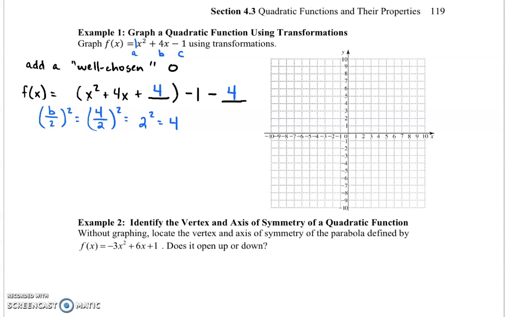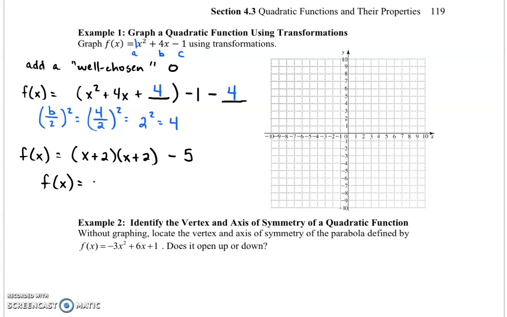Now we're going to factor. And so x squared plus 4x plus 4 factors into x plus 2 times x plus 2. And then we'll combine the negative 1 minus 4 that's outside. And the last thing we do to get it in perfect vertex form is instead of writing x plus 2 times x plus 2, we write x plus 2 quantity squared.